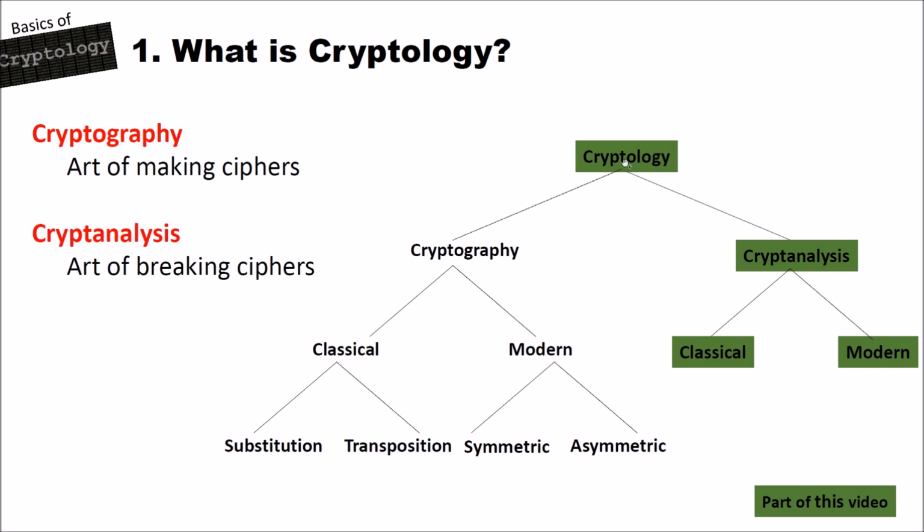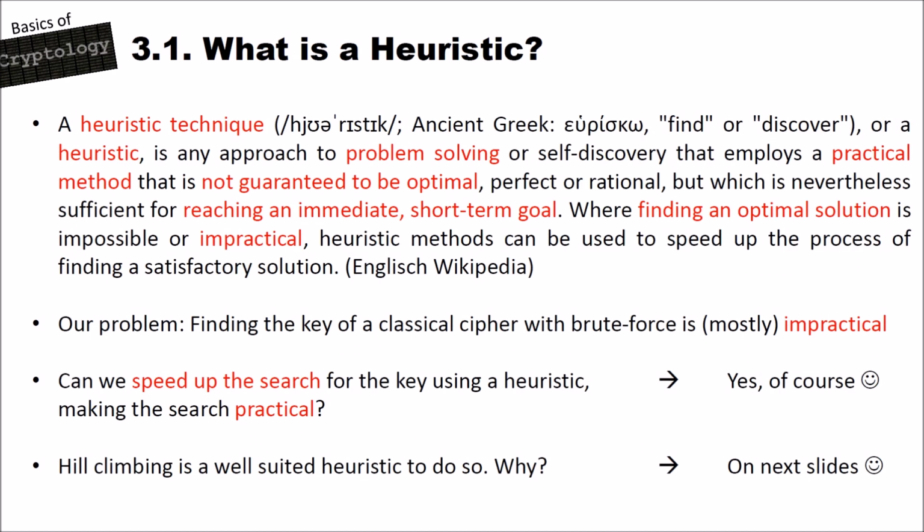I could also have marked in green the cryptography and classical, substitution and transposition, since these are the ciphers that we want to break with hill climbing. So, what is a heuristic? I took a nice definition from the English Wikipedia, so I'll just read it. A heuristic technique, or a heuristic, is any approach to problem solving or self-discovery that employs a practical method that's not guaranteed to be optimal, perfect or rational, but which is nevertheless sufficient for reaching an intermediate short-term goal.